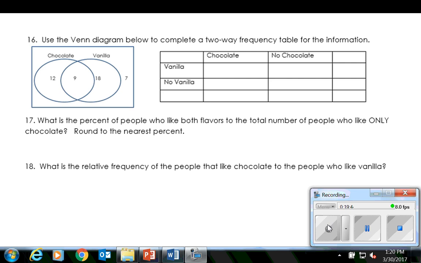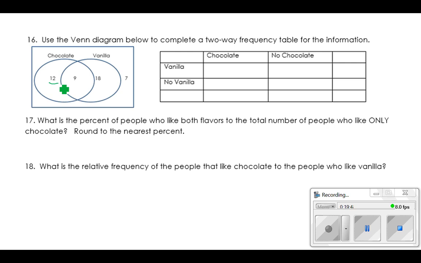And I'm going to start with the number 12. So 12 represents people that like chocolate. So we're going to go over to the chocolate column. But it's not including people that like vanilla. So the chocolate, no vanilla is going to be 12. So then I can do the number 9. That is both of them. So go to the chocolate vanilla box. And you have 9.